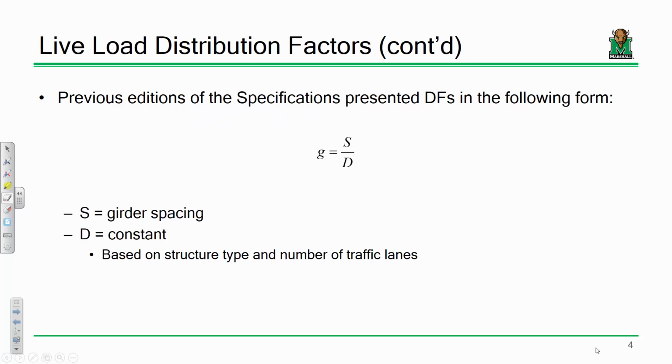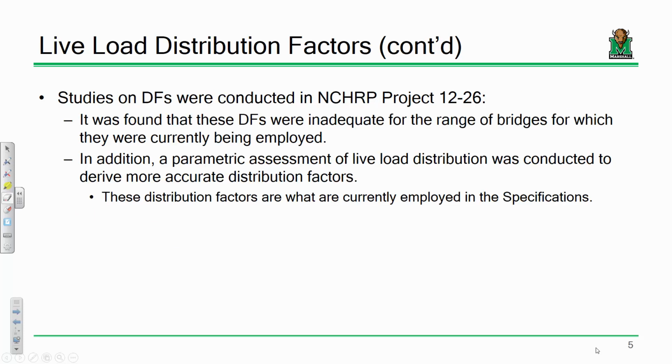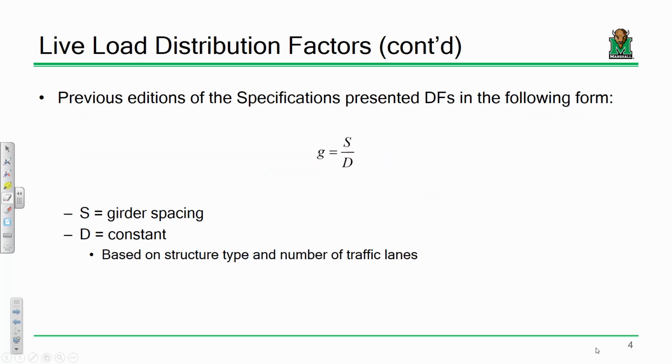I want to talk a little bit about factors. By and large, the most important parameter regarding live load distribution is the girder spacing, period. Used to be that with girder spacing, you would take a bridge, say the girder spacing is 10 foot, and just divide it by a value.